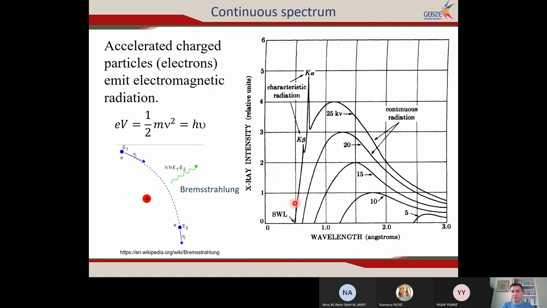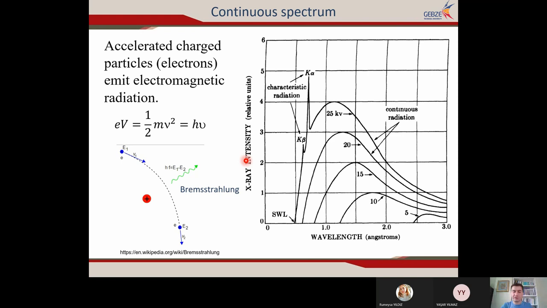The continuous spectrum looks like this one. But what is the reason, and why do we observe such a spectrum? This is the wavelength of the X-rays in angstrom, and this is the X-ray intensity. Do you know the meaning of intensity? Intensity means the number of photons, the number of X-rays produced, okay?